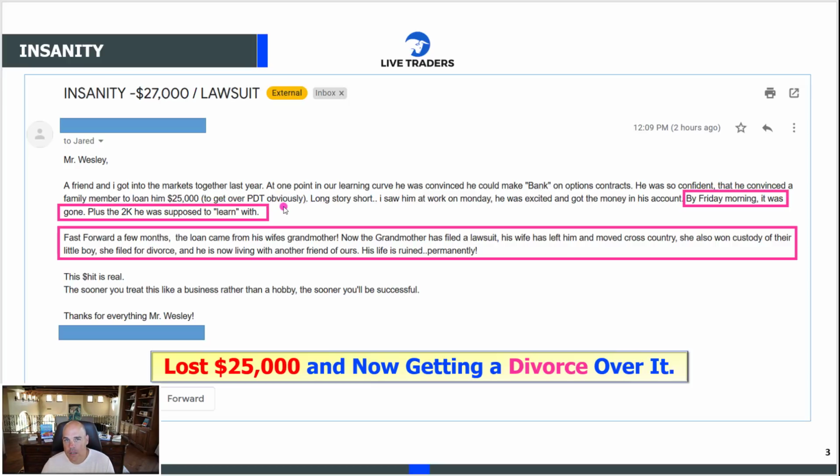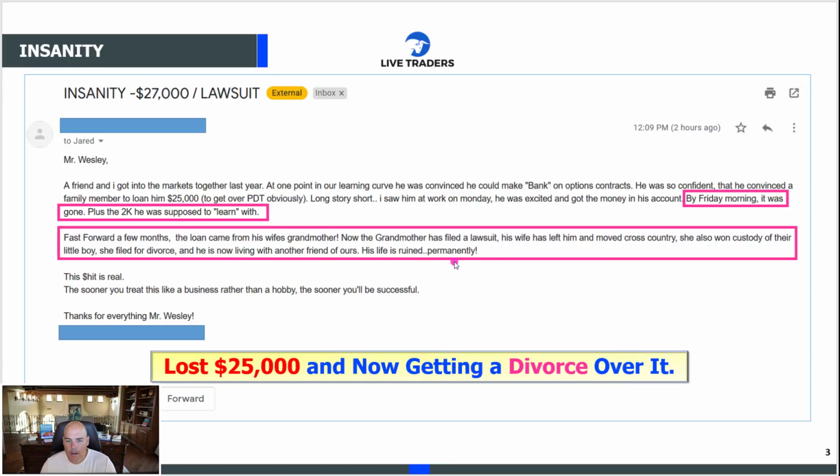5 days gone. Someone else's money, your wife's grandmother. Fast forward a few months, the loan came from his wife's grandmother. Now the grandmother has filed a lawsuit. His wife has left him and moved across the country, also has custody of their kids, filed for divorce, and is now living with a friend of theirs. His life is ruined permanently.